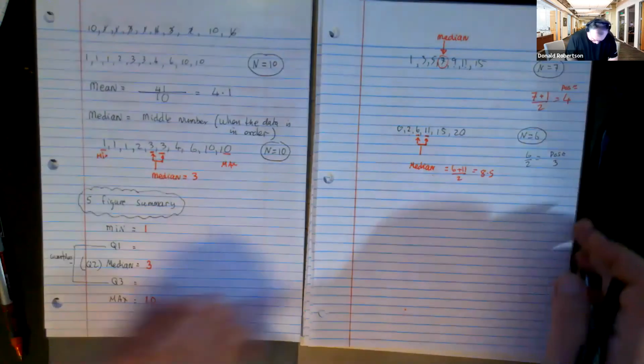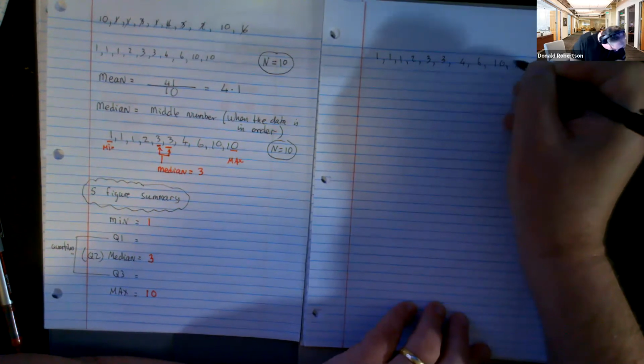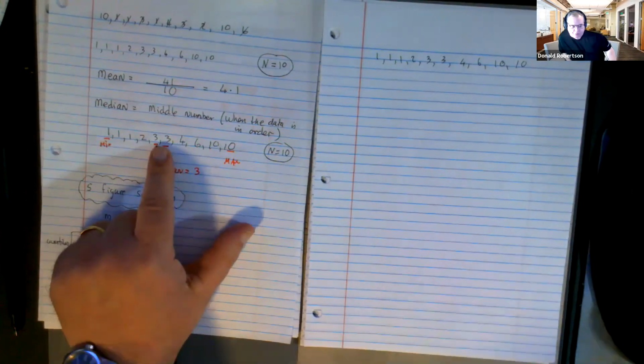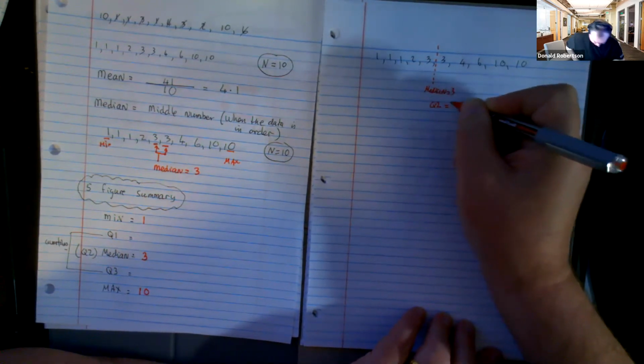So I'm going to show you how to find Q1 and Q3. I have to start with my data set again, so I'm writing a nice clean version because there's too much going on in the other ones. And we already found the median. Remember, the median was between these 2 3s. So I'm going to draw a little invisible line and put in the median. And that's 3. That's also called Q2.